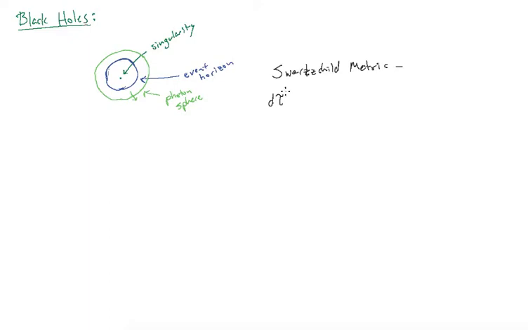d tau squared equals, this is going to be a little confusing for you, a 1 minus 2mg over rc squared, times dt squared, and then minus a 1 minus 2mg over rc squared again, but this one's to the negative 1, times dr squared, where dr squared is basically this times dx squared, this times dy squared, this times dz squared.